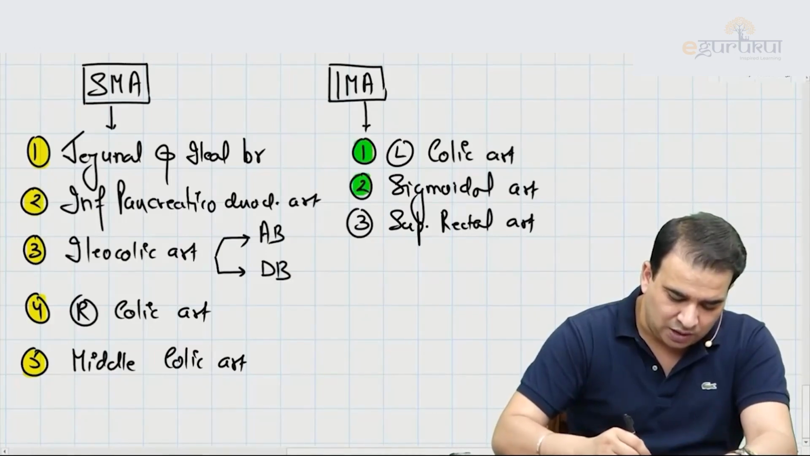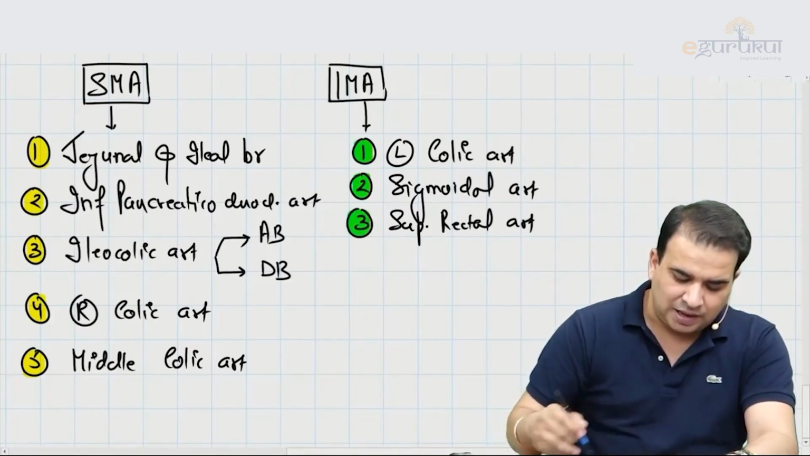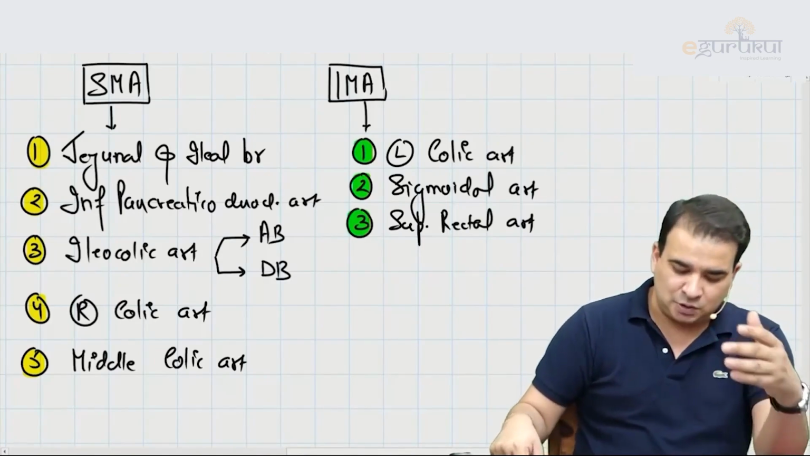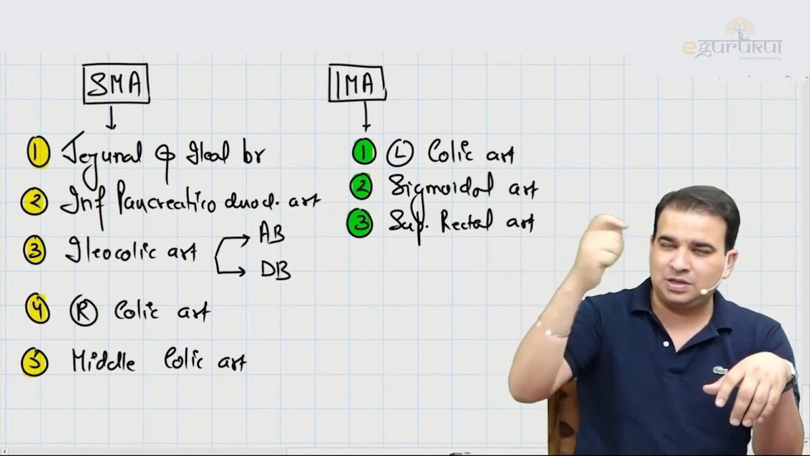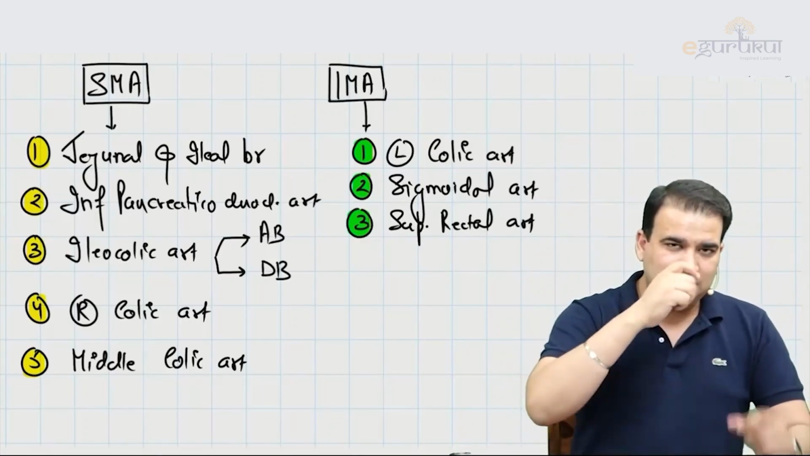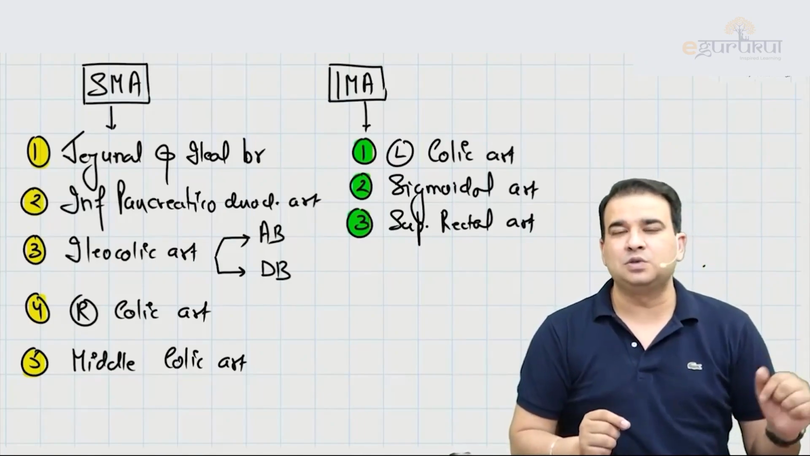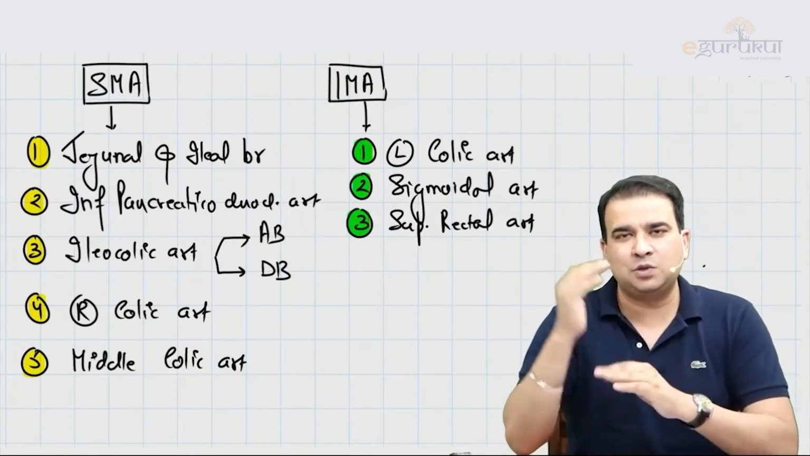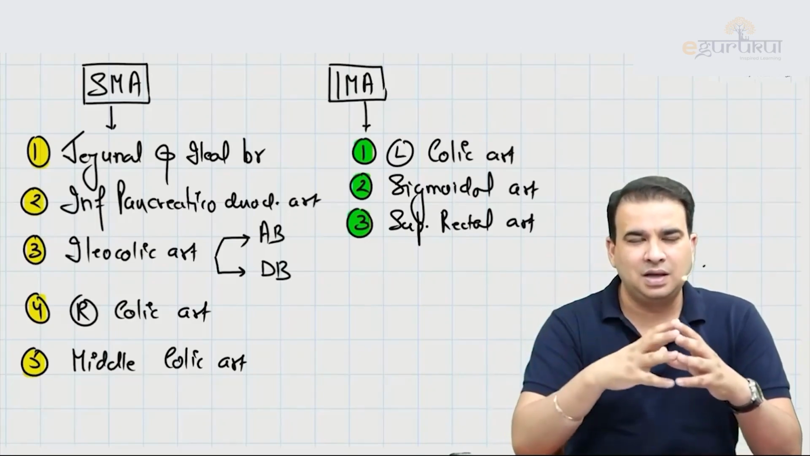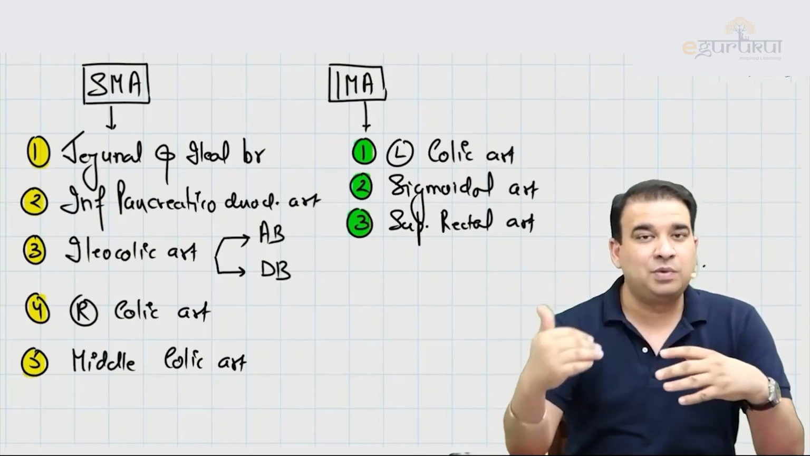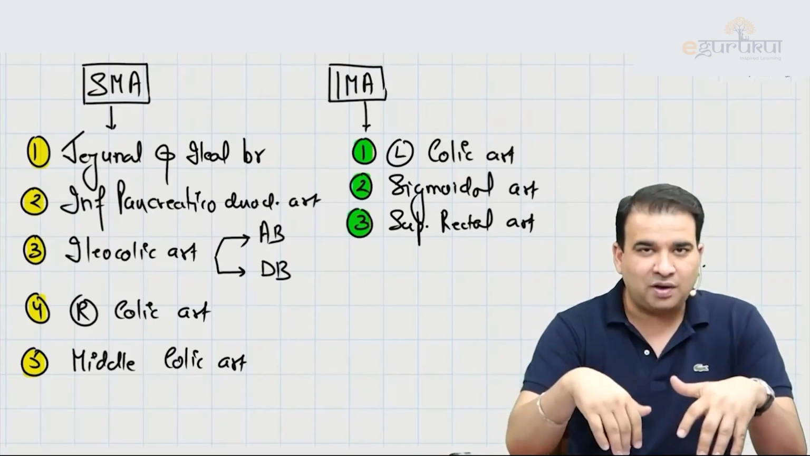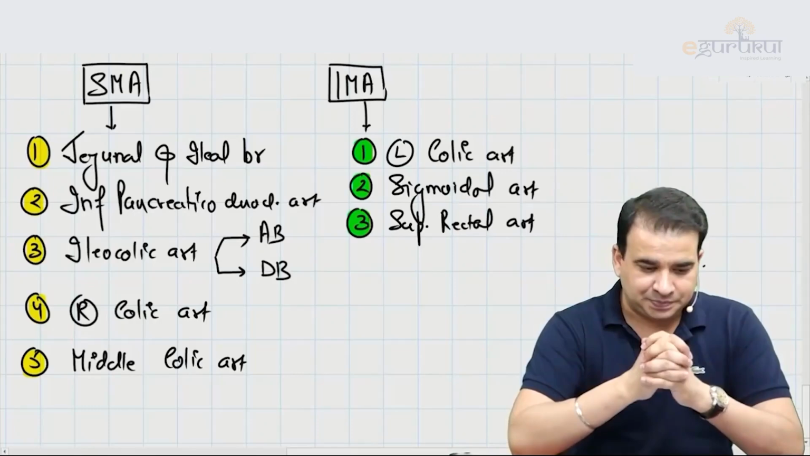We got left colic, we got sigmoidal arteries, and then we have the superior rectal artery. As I said, the superior rectal artery is the continuation. When I show you in the picture, you will see that the inferior mesenteric artery continues as the artery called superior rectal. Rectum is supplied by superior rectal, inferior rectal, and middle rectal, and all three rectal arteries are coming from different sources. This is the one you're looking at right now, the superior rectal artery.